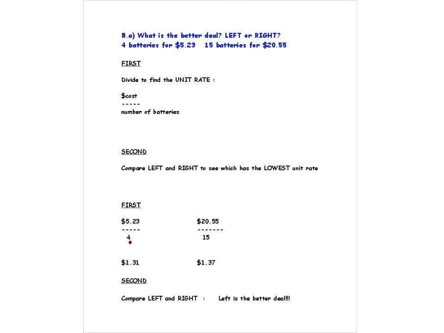So when we do the division, we divide 523 by 4, we get $1.31. We do this division here, we get $1.37. So when we compare left and right, we can see that left is the better deal, right?